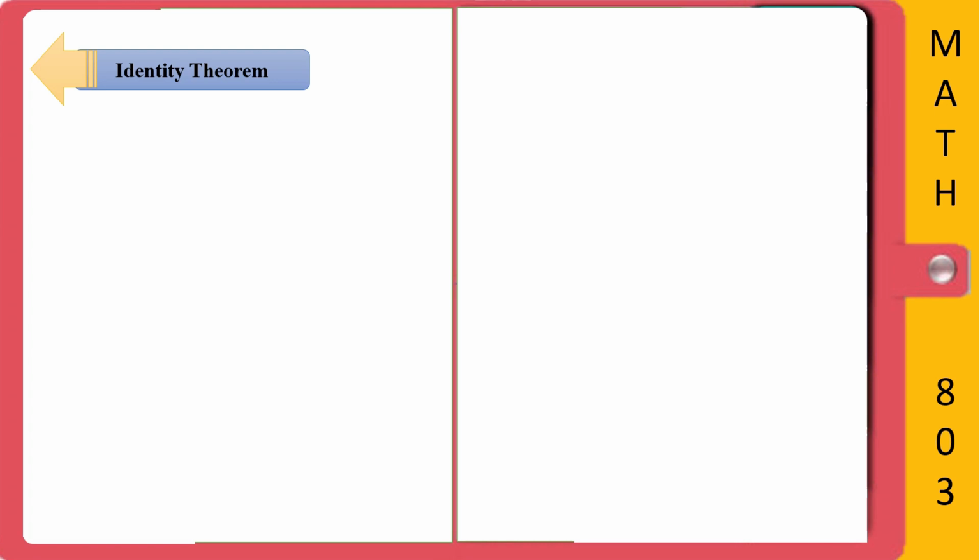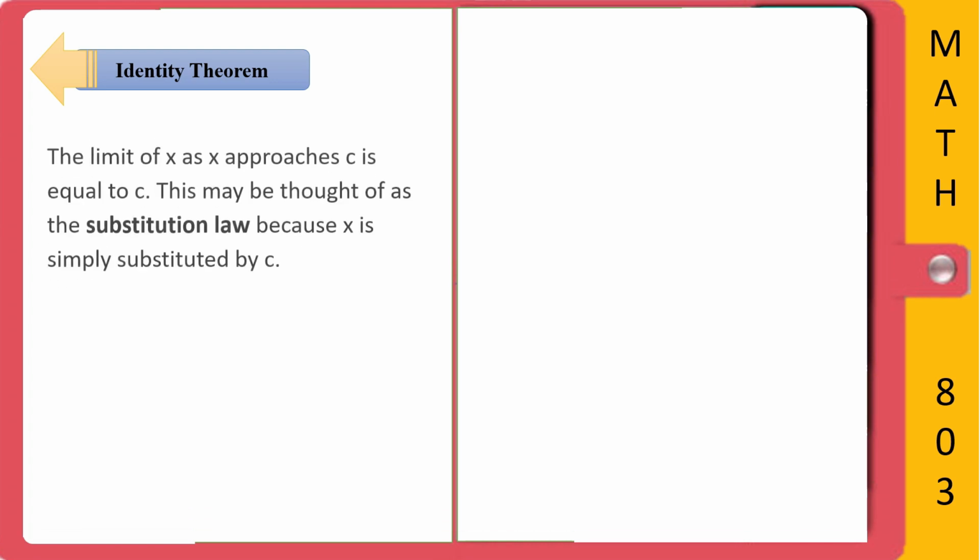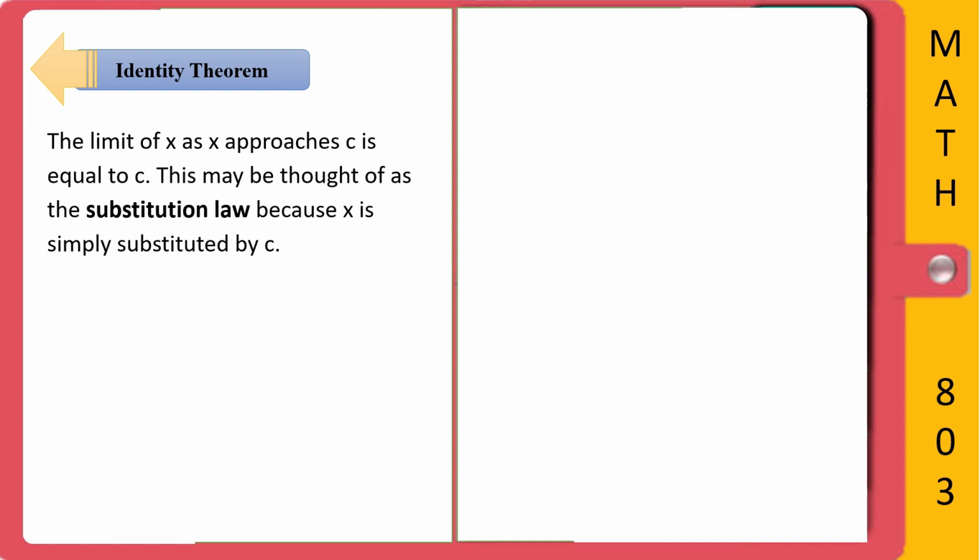The next theorem is the identity theorem. This theorem states that the limit of x as x approaches c is equal to c. This may be thought of as the substitution law because x is simply substituted by c. In other words, we are going to substitute the value of c into the variable x. To understand more, let's have an example.